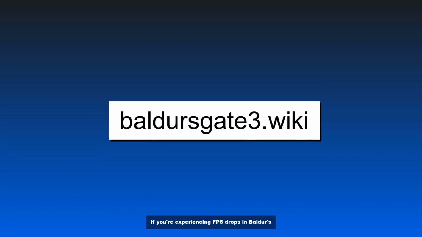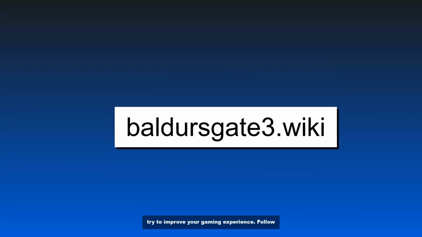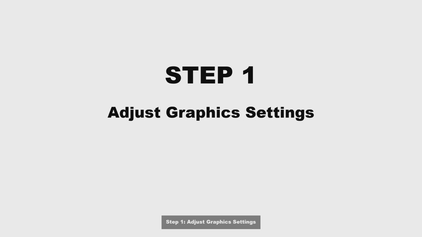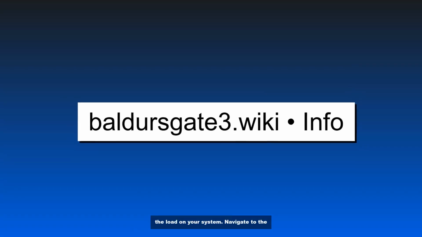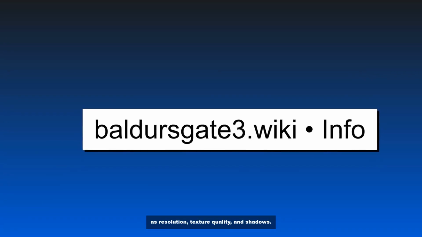If you're experiencing FPS drops in Baldur's Gate 3, there are several quick fixes you can try to improve your gaming experience. Follow these steps to optimize your performance. Step 1. Adjust graphics settings. Lower the in-game graphics settings to reduce the load on your system. Navigate to the graphics options and decrease settings such as resolution, texture quality, and shadows.